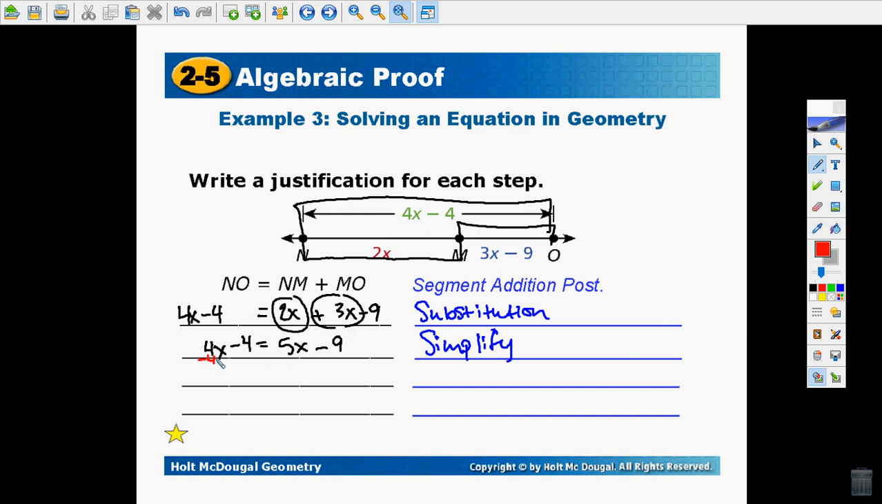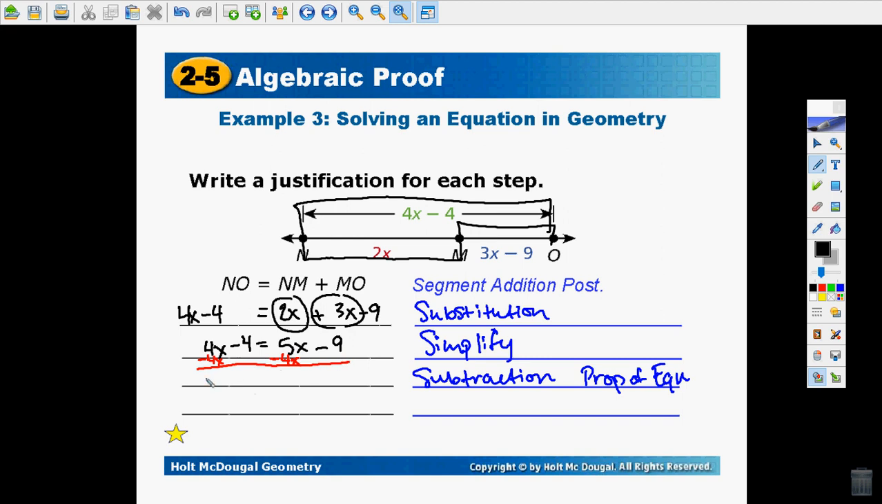So if I subtracted 4x on both sides, first of all, what's that step called if I'm subtracting on both sides of the equal sign? If it's on both sides, it's a property of equality. And which property is it? Oh, I use subtraction, so we're going to write subtraction property of equality. Okay.